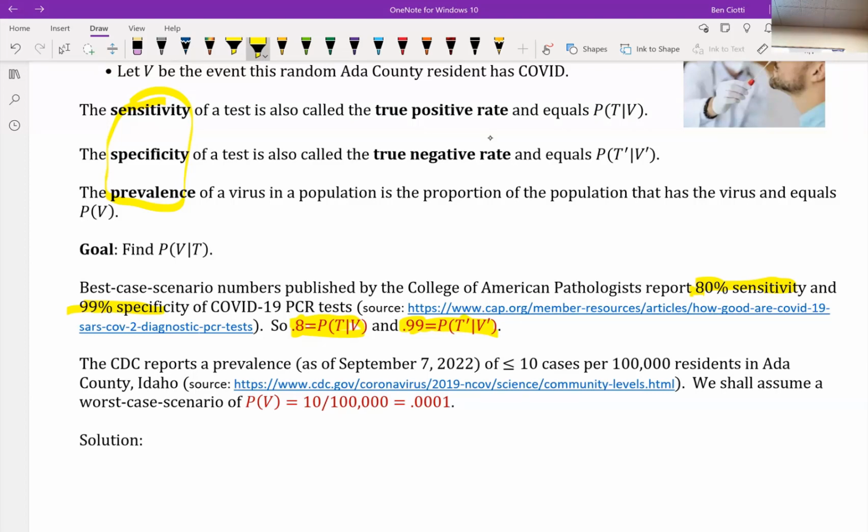Finally, I went and looked up how many cases were in Ada County, and I found that at the time I was writing this problem, there were less than 10 cases per 100,000. So let's just assume a worst case scenario that the prevalence is actually equal to 10 cases per 100,000 residents. Okay, so we'll assume a prevalence of 10 over 100,000 or 0.0001.